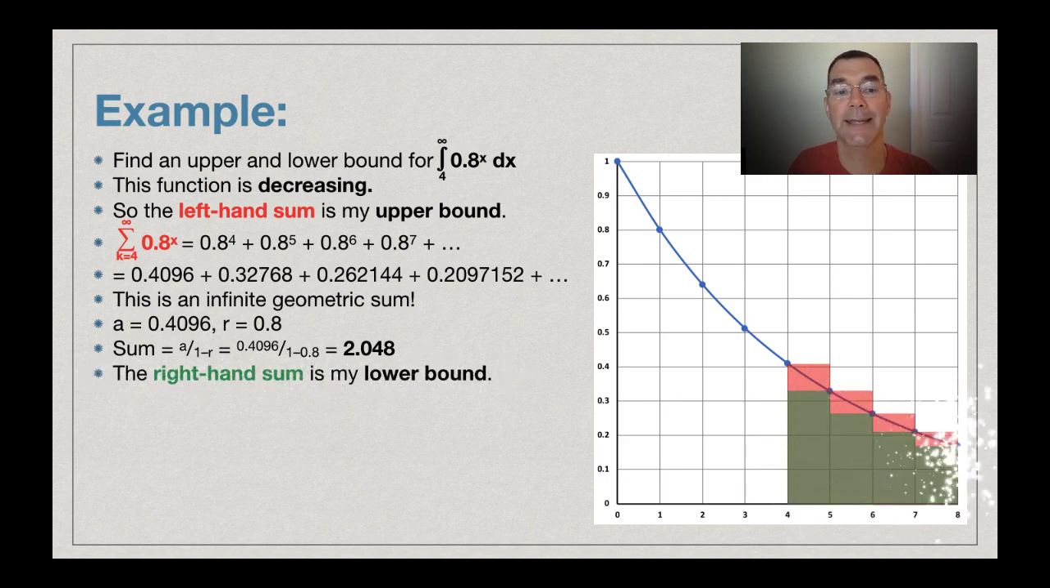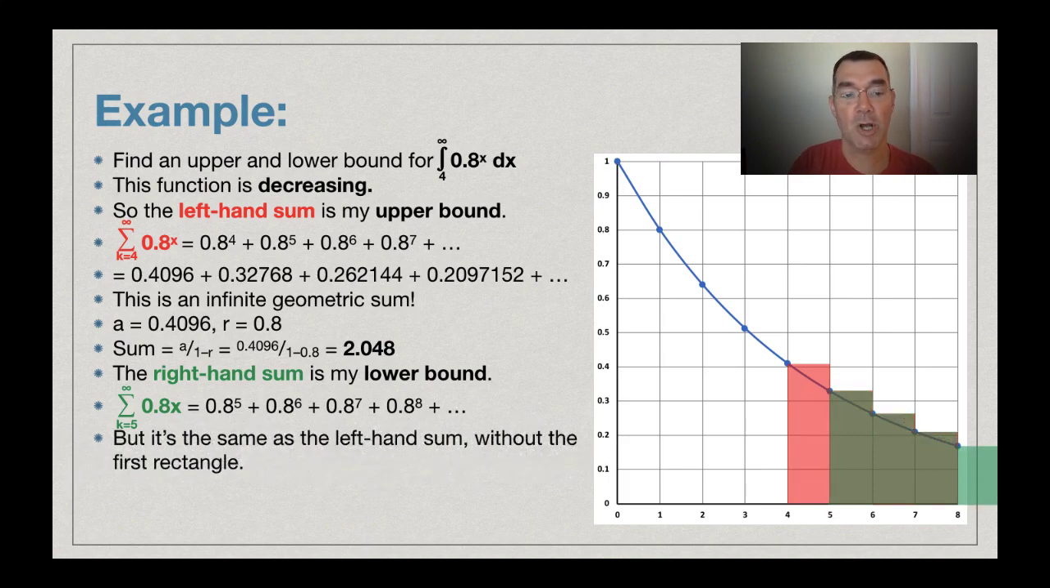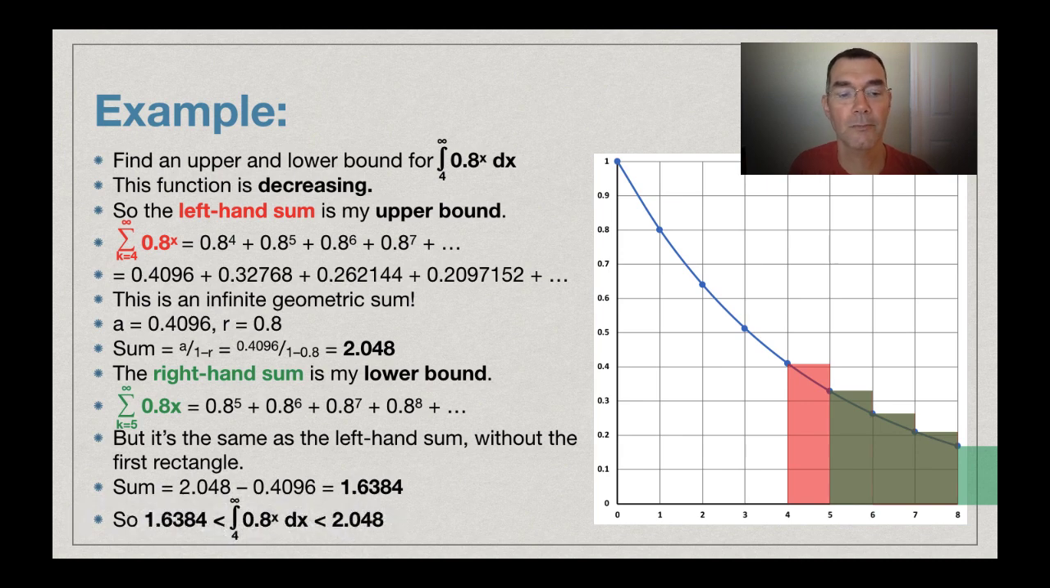Now the right-hand sum is my lower bound. And notice that those areas are exactly the same as the left-hand areas without the first rectangle. I'm starting at 0.8 to the 5 and then 0.8 to the 6 instead of starting at 0.8 to the 4. So that first rectangle is gone. So I can just take that upper bound, 2.048, and subtract off the first rectangle, which was 0.4096. And I get 1.6384 as my lower bound. All right, so that means that the actual area is somewhere between 1.6384 and 2.048.